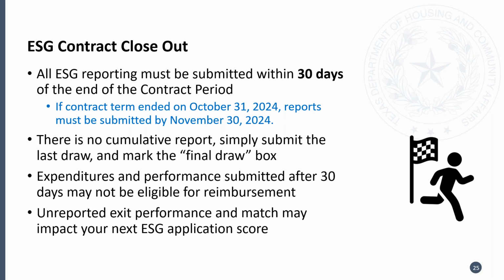It is important to remember that for those of our subrecipients with a contract end date of October 31st, 2024, any performance and expenditures that is not submitted by the end of this month, November 30th, may not be eligible for reimbursement and consideration in your performance outcomes, which may impact your next ESG application score for the upcoming 2025 cycle.